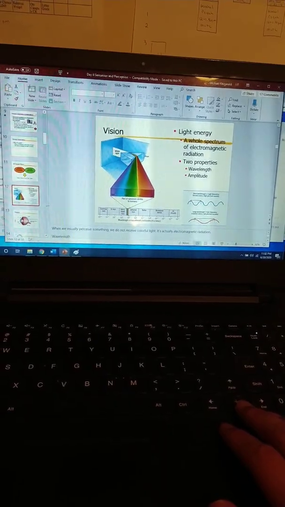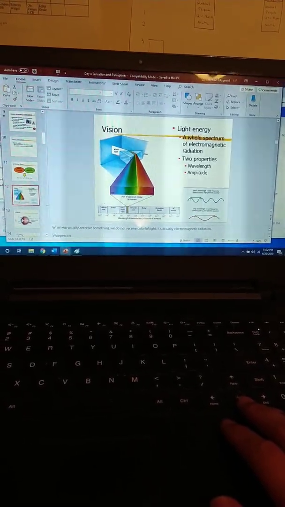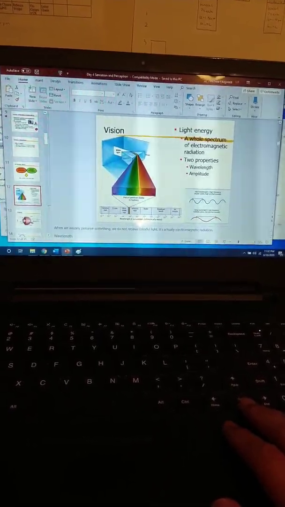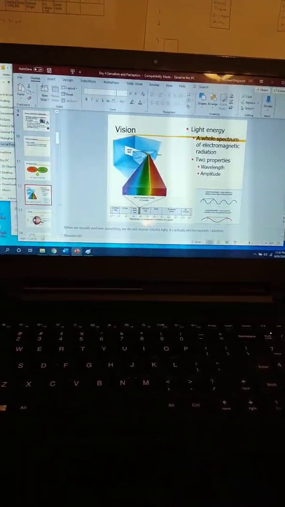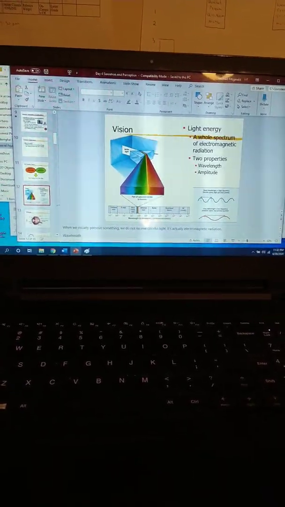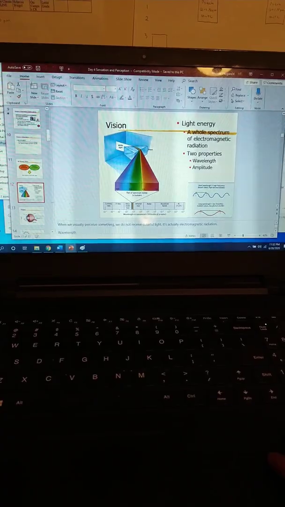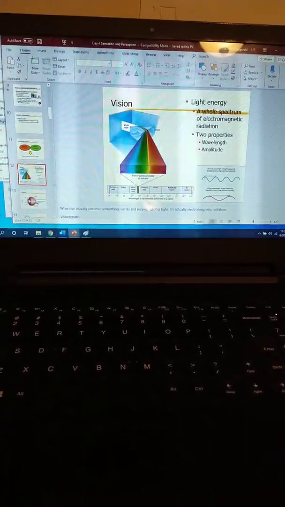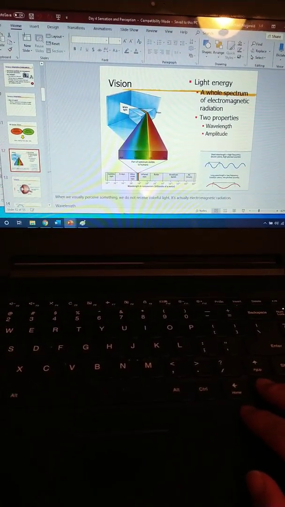This is just showing you the light wave spectrum and the properties of light, the wavelength and amplitude change. As that changes, then the energy signature changes and light steps into our vision capabilities.